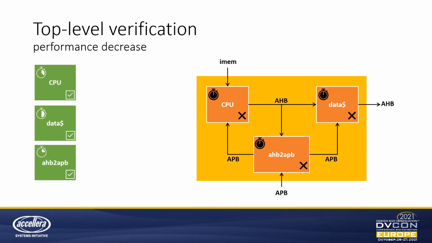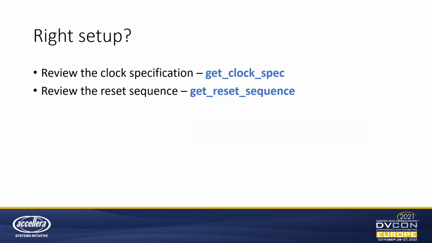But this is not a dead end, because usually there are ways to get checks that are actually of interest to converge. The first step is to make sure you have the right setup. Your setup from the block level, when moving to the top level, might not be the same, and therefore it's very important that when you verify an auto check with DV Inspect at the top level, you review that the clock specification is properly specified. Although the clocks and the reset sequences are extracted from RTL, it is still important to verify that they are correct.